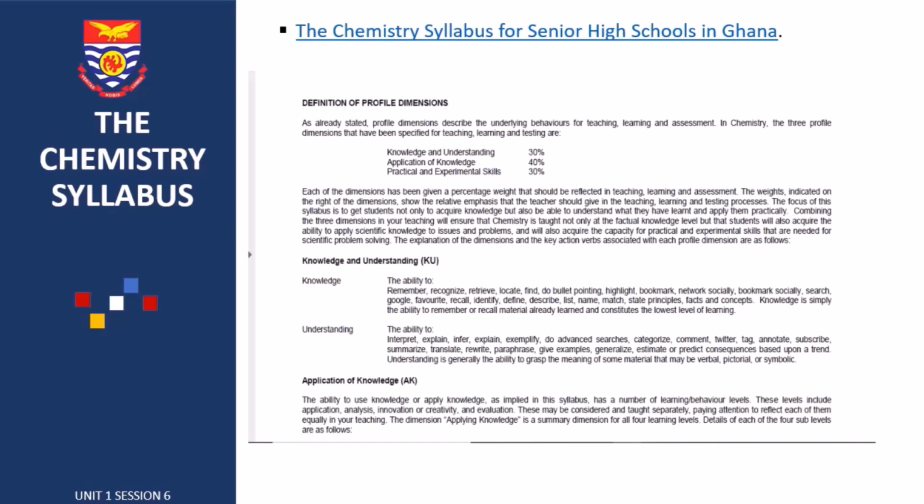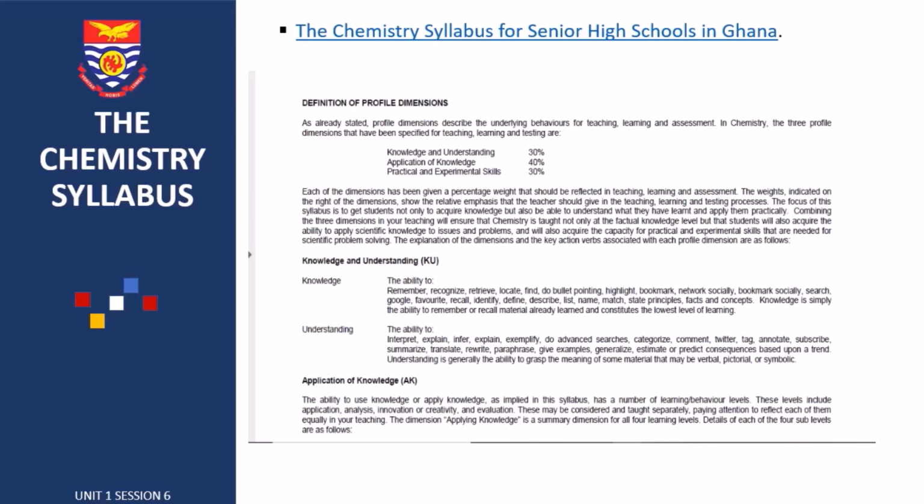If you combine all these dimensions, it will ensure that chemistry is taught not only at a factual knowledge level, but that students will also acquire the ability to apply scientific knowledge to issues and problems. And they will also acquire the capacity for practical and experimental skills that are needed for scientific problem solving.